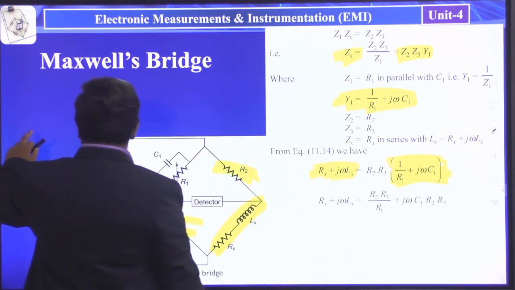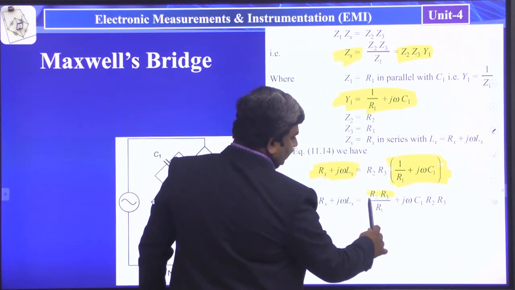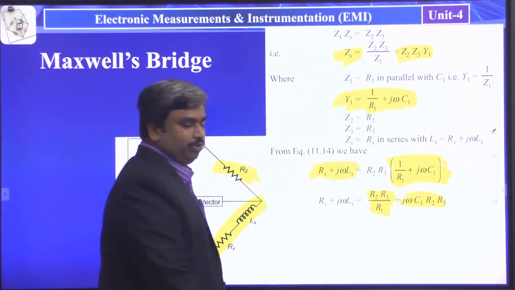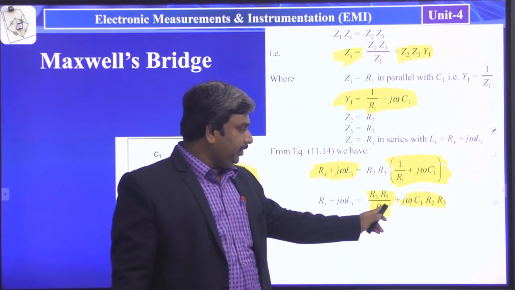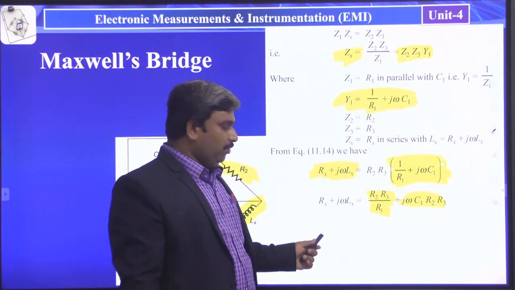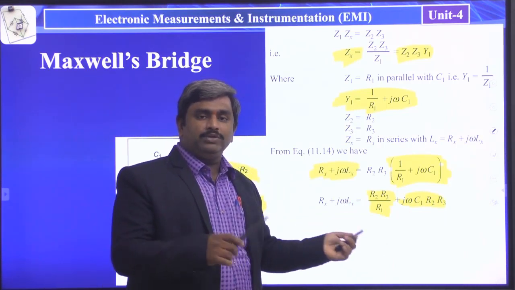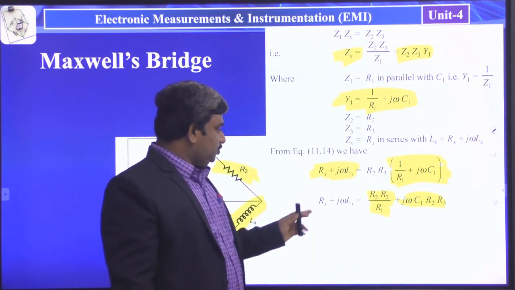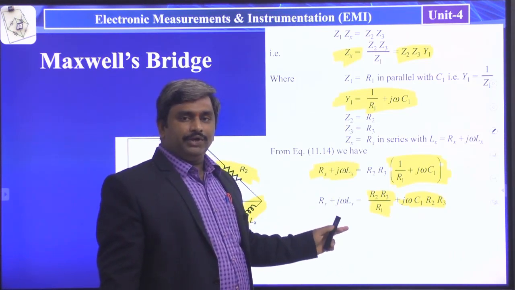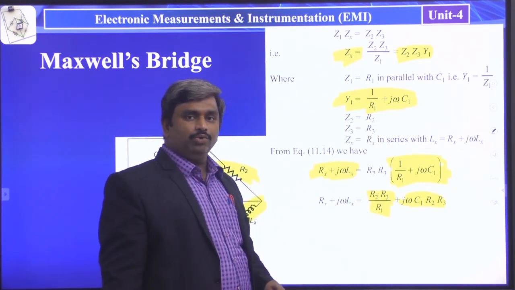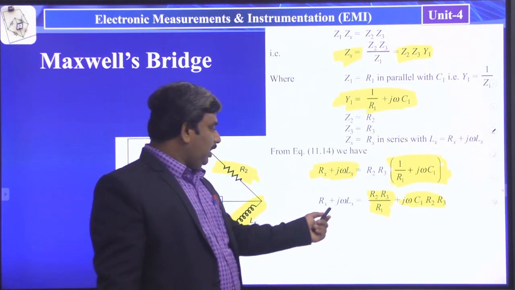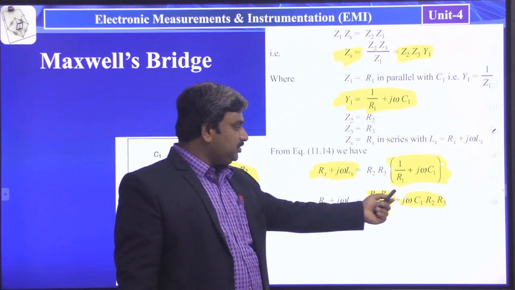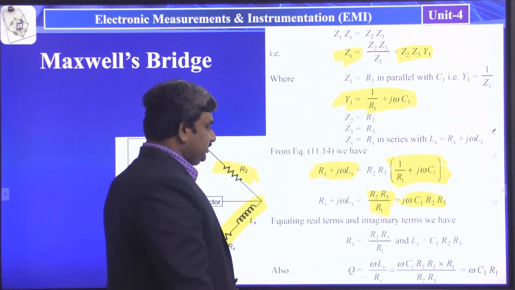So now see, here R2 R3 by R1 is the first term, and the second term is J omega C1 into R2 R3. So here we got a real term and an imaginary term. Now, on both sides of this equation, equate the real terms separately and the imaginary terms separately. First, equating the real terms, Rx is equal to R2 R3 by R1, and for the imaginary terms, the J omega is cancelled, so Lx is equal to C1 R2 R3. That is the next equation.